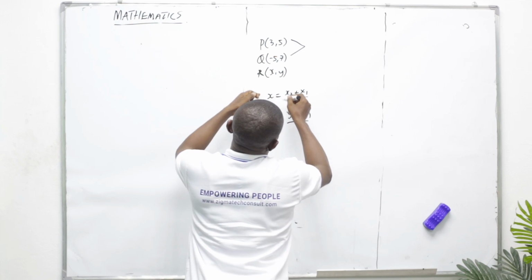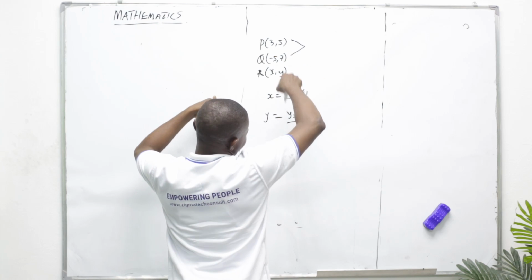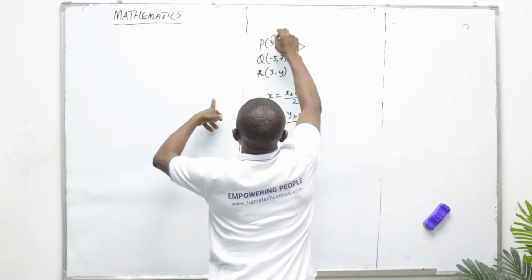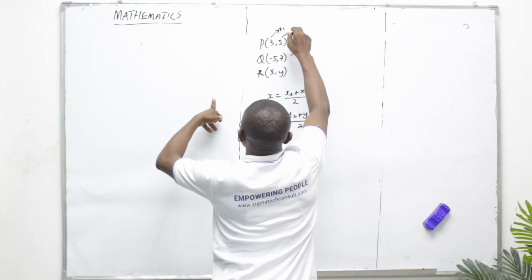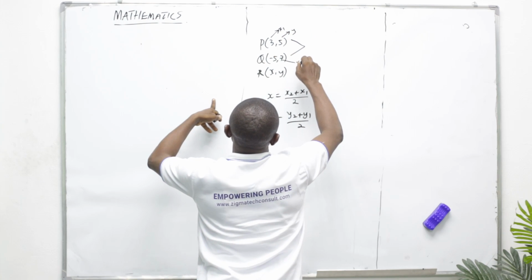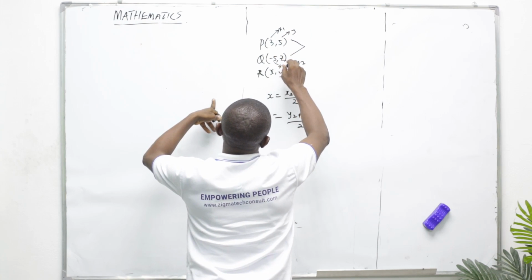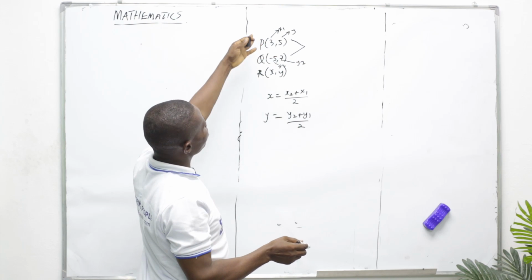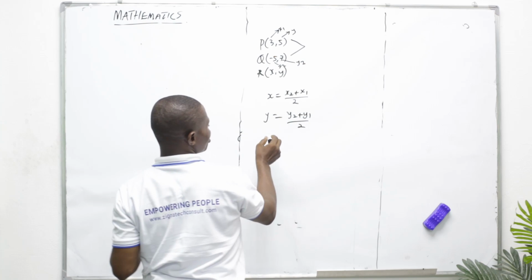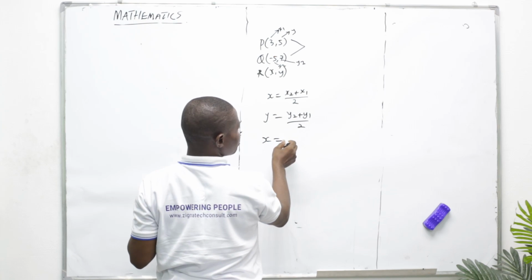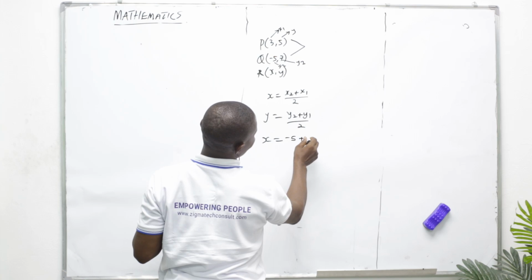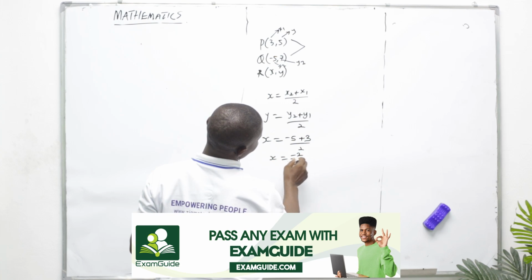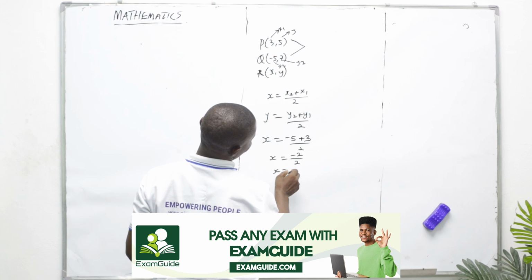Now, when I want to get the value of x, I have to get it from this. Recall, I have x1, y1, and I have y2 and x2. We have the value of x1 and the value of x2. So what do you do? x equals (x2 plus x1) all over 2, which is (-5 plus 3) all over 2, to give us x equals -2 all over 2. x now equals -1.